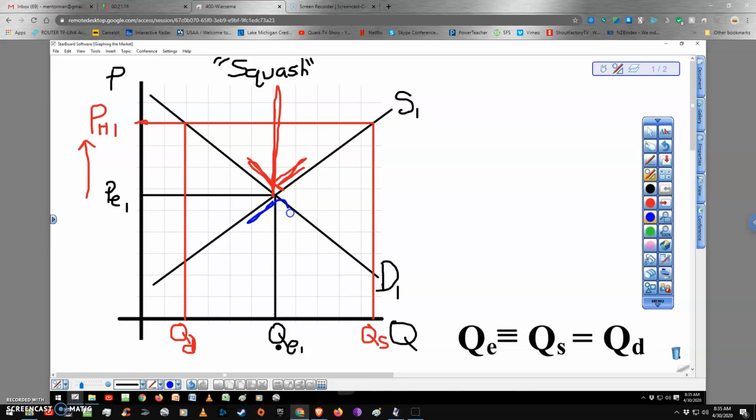A demander really wants the price as low as possible. Don't you want a really low price? Yeah, I apologize for this arrow. Demanders want a really low price, but to get whatever it is, you've got to pay more.